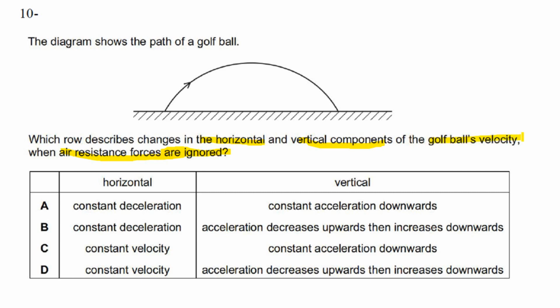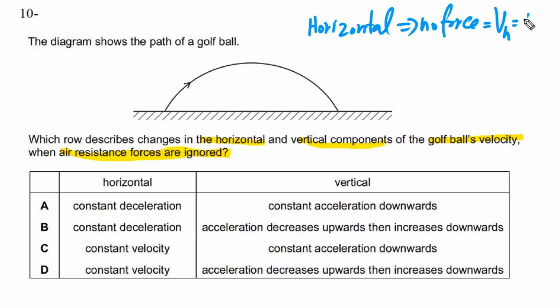the golf ball's velocity. So we need to simply understand that velocity will change when a force is acting on the object, meaning there is a resultant force acting. As resistance can be ignored, it simply means that along the horizontal there is no force. So it tells us that VH will be constant. VH will stay constant, the horizontal component will not change.